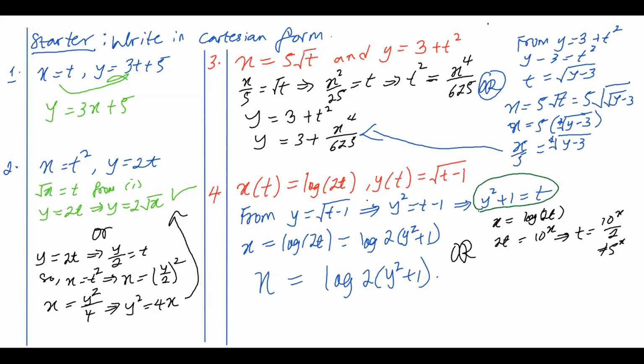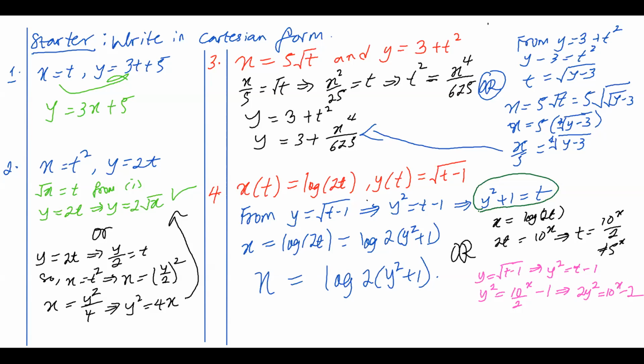So from the second one, which I took from here, I put it here now. y equals square root of t minus 1 implies that y squared equals t minus 1, not raised to power. So that means y squared equals 10 to the power x over 2 minus 1. And if I multiply by the fraction, 2y squared equals 10 to the power x minus 2. So that's another way to see it, which you should be able to derive from here as well.